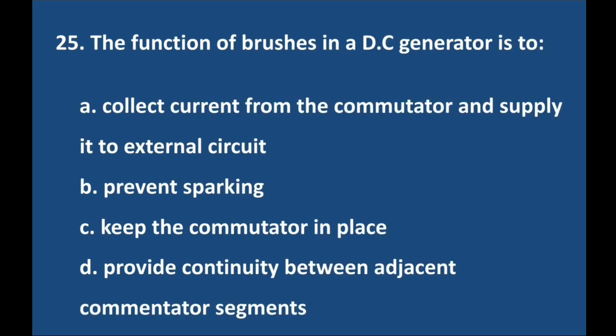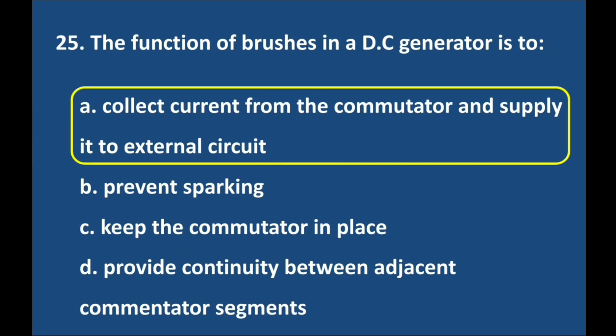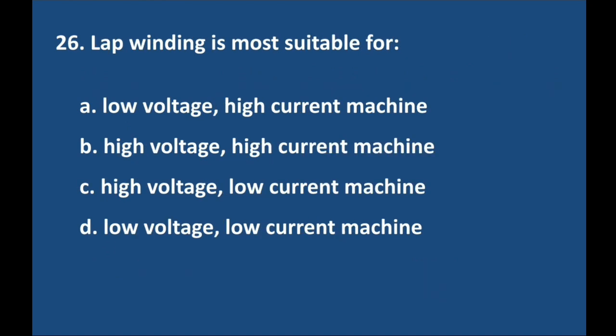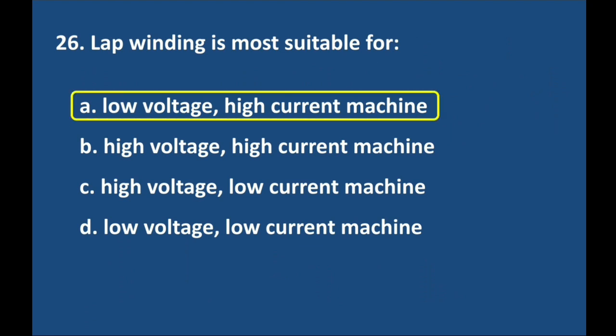Question number 25. The function of brushes in a DC generator is to. Answer is option A, collect current from the commutator and supply it to external circuit. Question number 26. Lap winding is most suitable for. Answer is option A, low voltage high current machine.